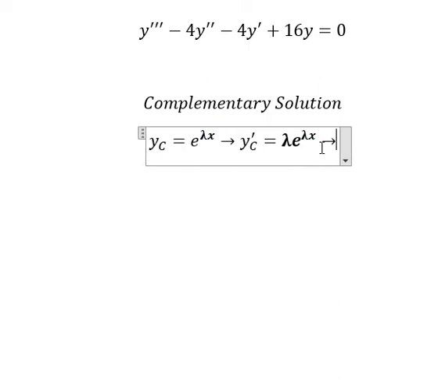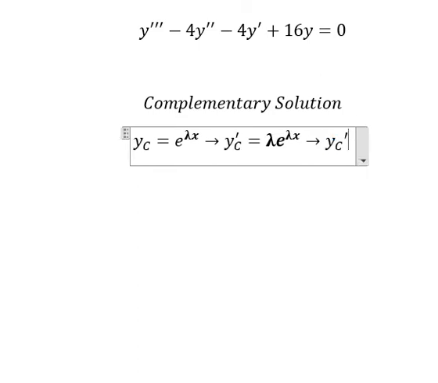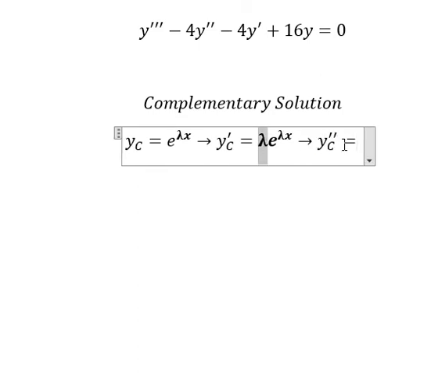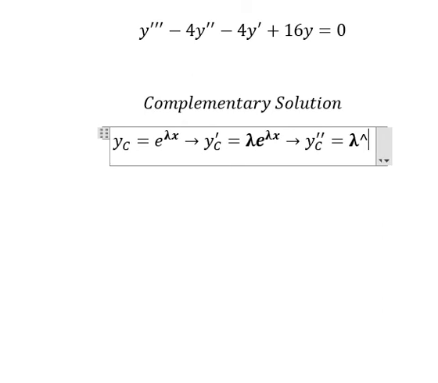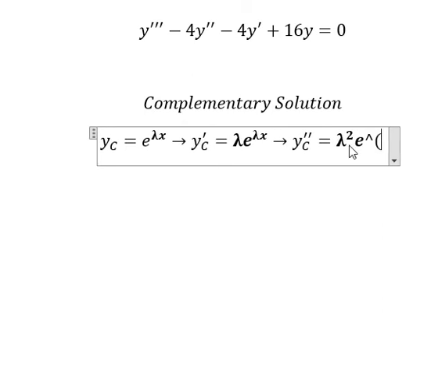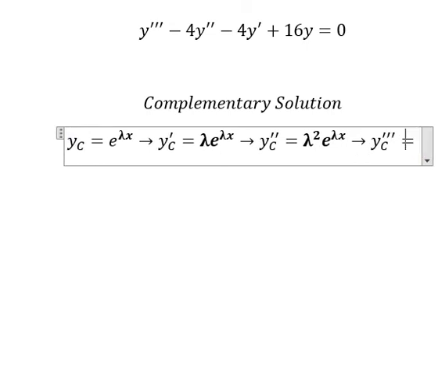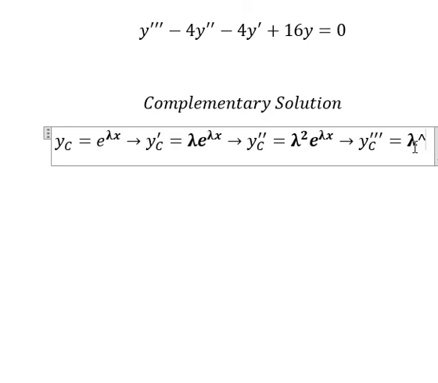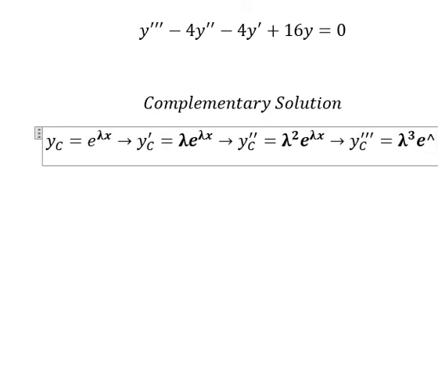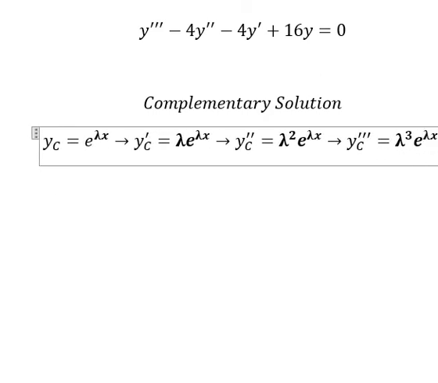And now we go to the second derivative of yc, and we have lambda squared e to the power of lambda s. Later, we go to the third derivative of yc, and we have lambda to the power of 3 e to the power of lambda s.